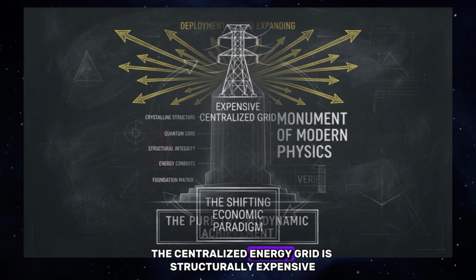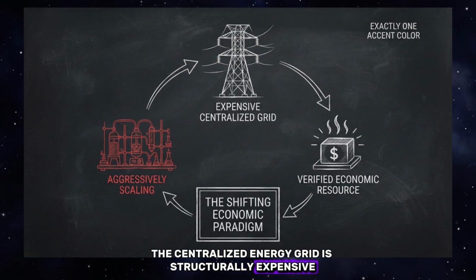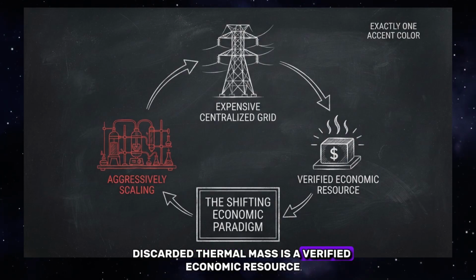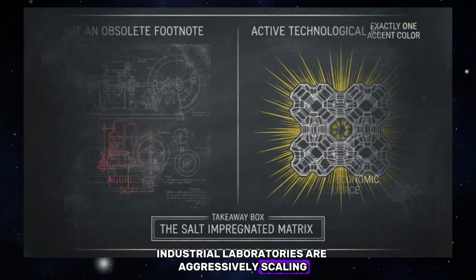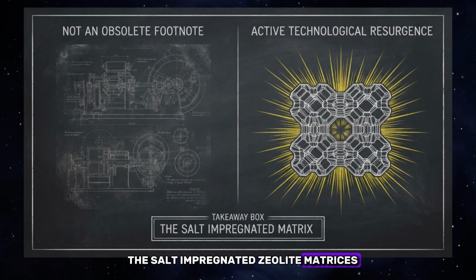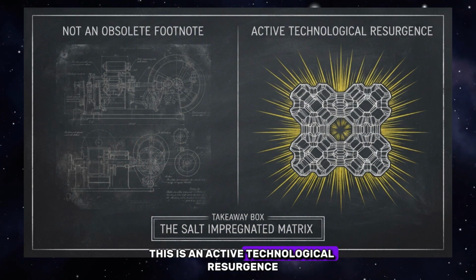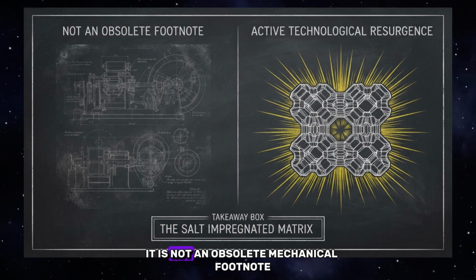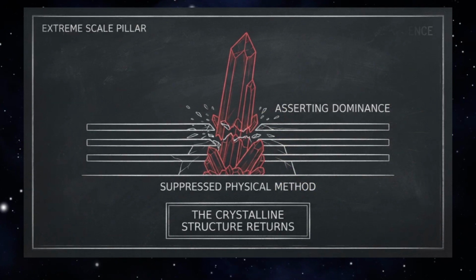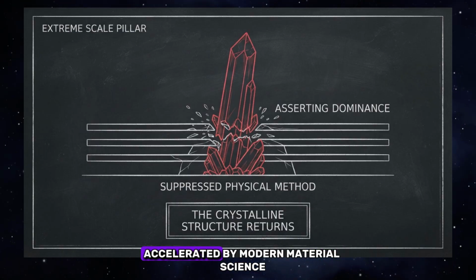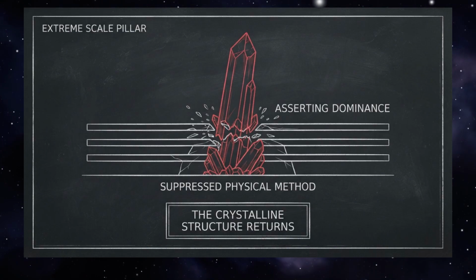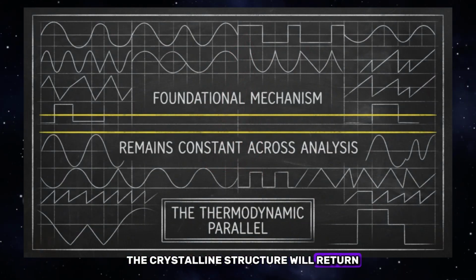The centralized energy grid is structurally expensive. Discarded thermal mass is a verified economic resource. Industrial laboratories are aggressively scaling the salt-impregnated zeolite matrices. This is an active technological resurgence. It is not an obsolete mechanical footnote. It is a suppressed physical method asserting dominance, accelerated by modern materials science. The crystalline structure will return.